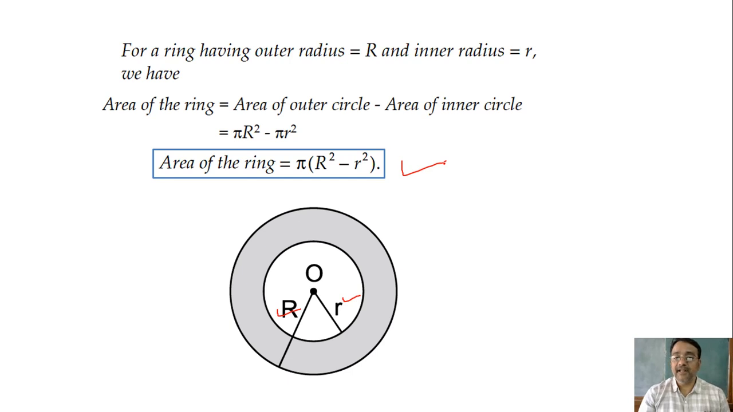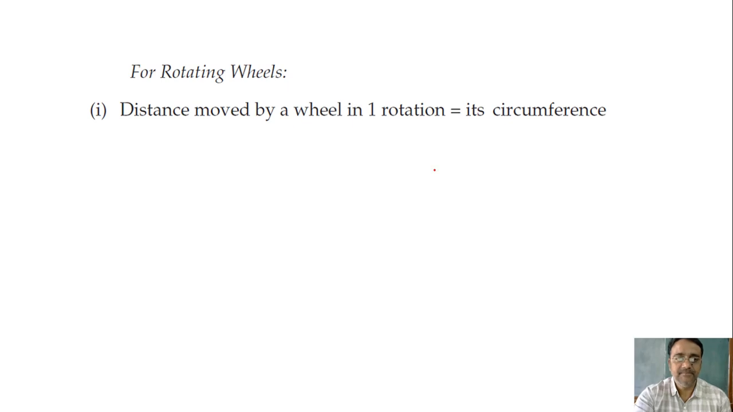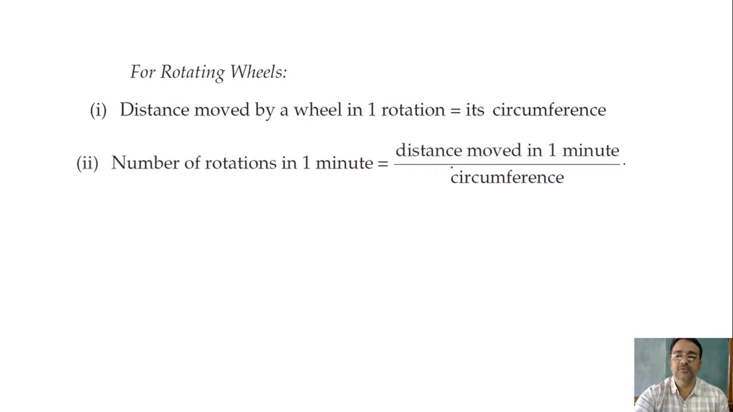And for rotating wheels, some questions are based on wheels also. For rotating wheels, distance traveled by a wheel in one rotation is its circumference. And number of rotations in 1 minute will be equal to distance moved in 1 minute upon circumference. So this is the recapitulation of all the formulas with respect to exercise number 1 of our NCERT. So let us start some important questions of NCERT exercise number 1.